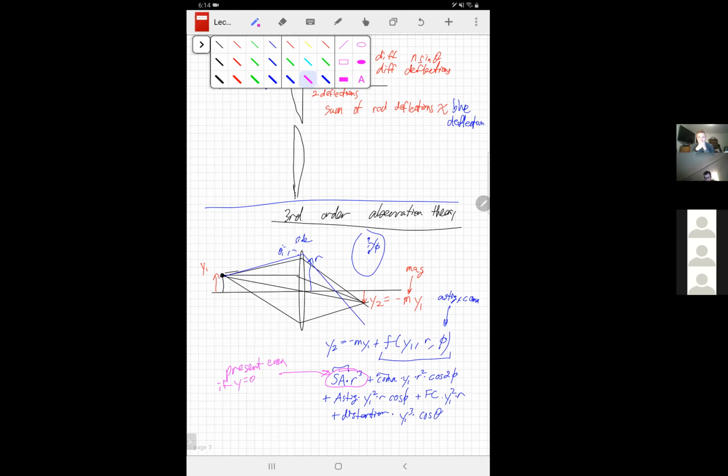So in the grand scheme of things, if you're looking in a microscope, spherical aberration is not the only thing, but it would be the dominant thing, because Y would be tiny for most of the things you're looking at with a microscope, whereas R could be huge.